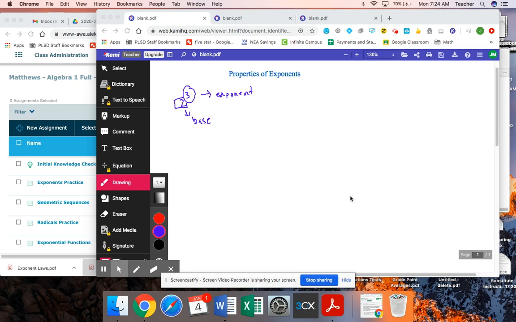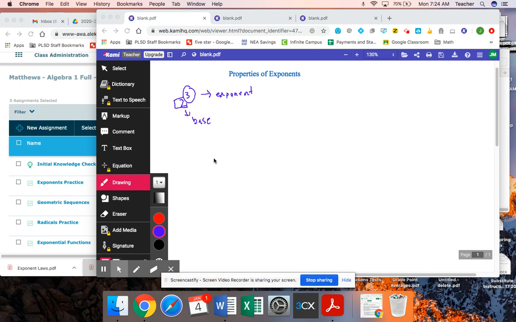All right, we're going to talk about properties of exponents. I'm not going to go into depth in terms of what an exponent is, but here's a quick little review. Like 2 to the third power, the base is 2. The exponent part is 3. The base tells you what you're going to multiply. The exponent tells you how many times.